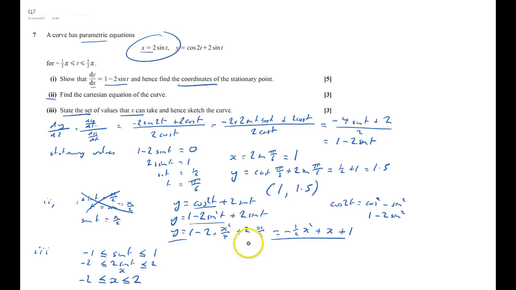And now I can draw it, because all I have to do is draw y equals this bit to see where we are, but we can only go from minus 2 to 2. And I know that (1, 1.5) is a stationary value. And so my curve is going to go up here, down there. You could plot various points, but you mustn't go beyond those two. And that is 7 done.